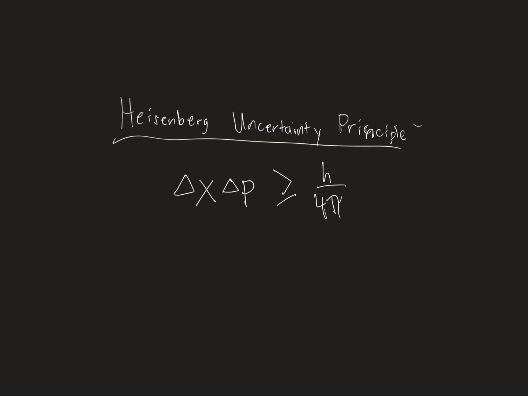Okay. If I know where I am, if I know what delta x is, if I know exactly where I am, what's the uncertainty in where I am? If I know the exact value, if I have no uncertainty, then delta x is equal to 0, because I know the exact position. 0 times some number has to be greater than or equal to h over 4 pi. What is 0 times anything?